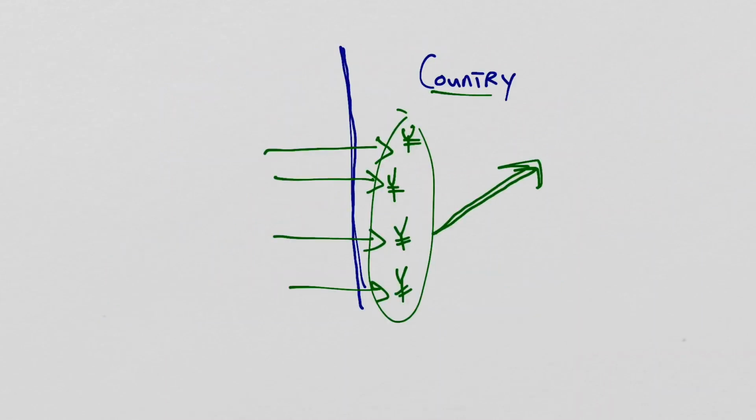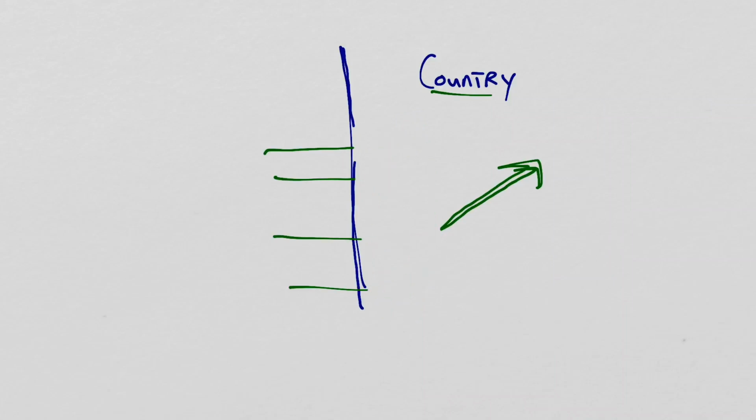One thing they can do is simply say, this is our border. This is our financial border. No money can come in.